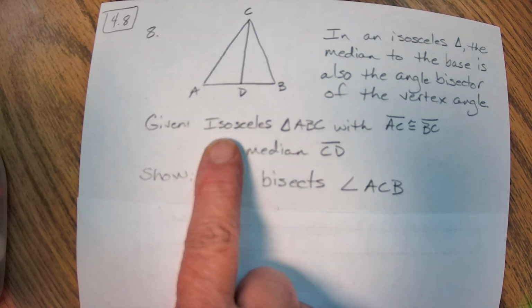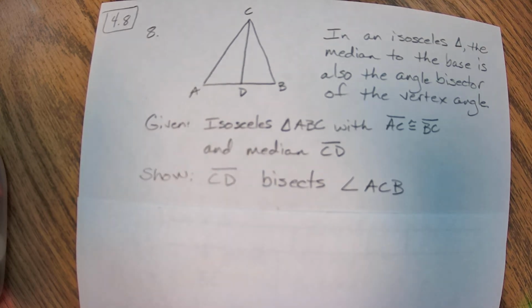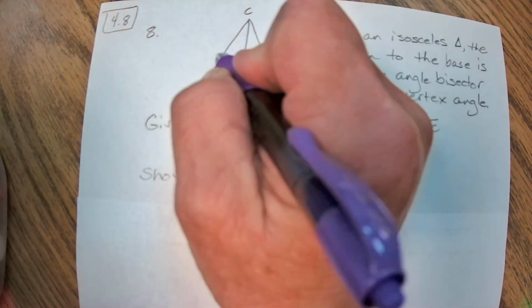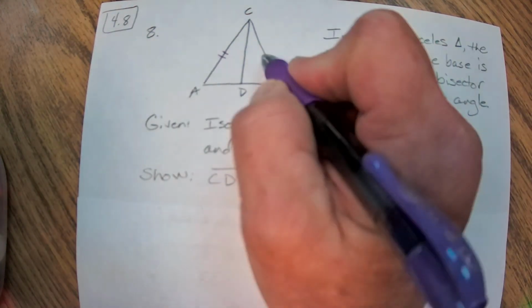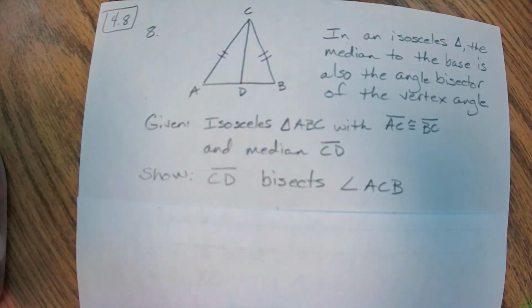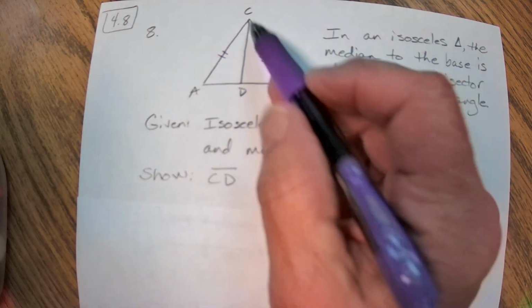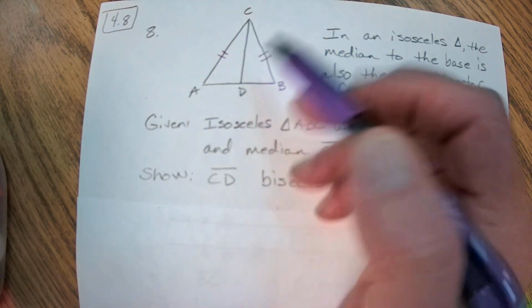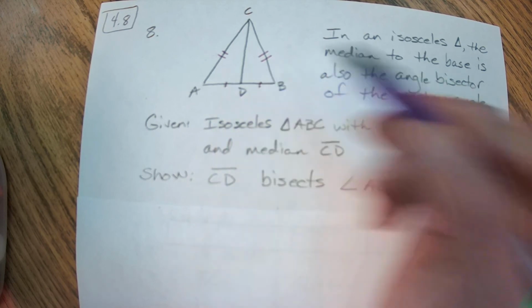Given that ABC is isosceles with AC congruent to BC and median CD. So if this is a median, I know that this is congruent to this.